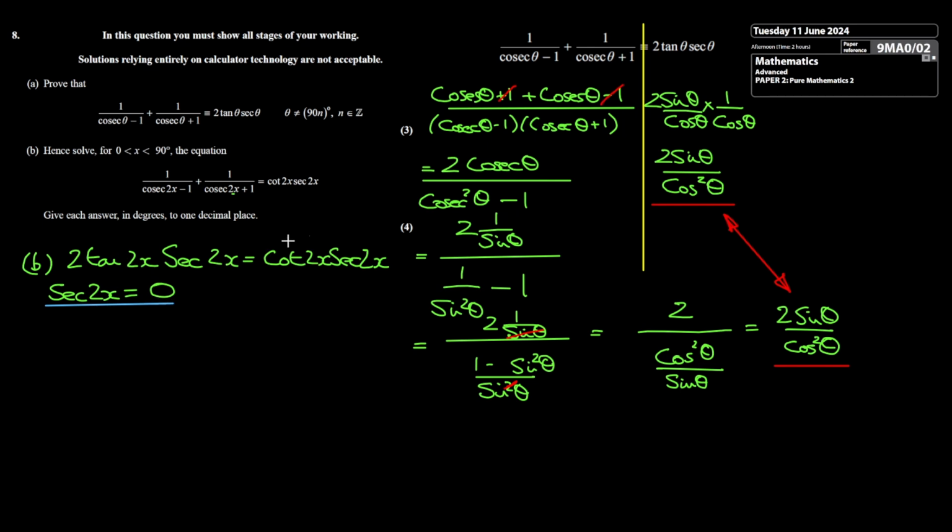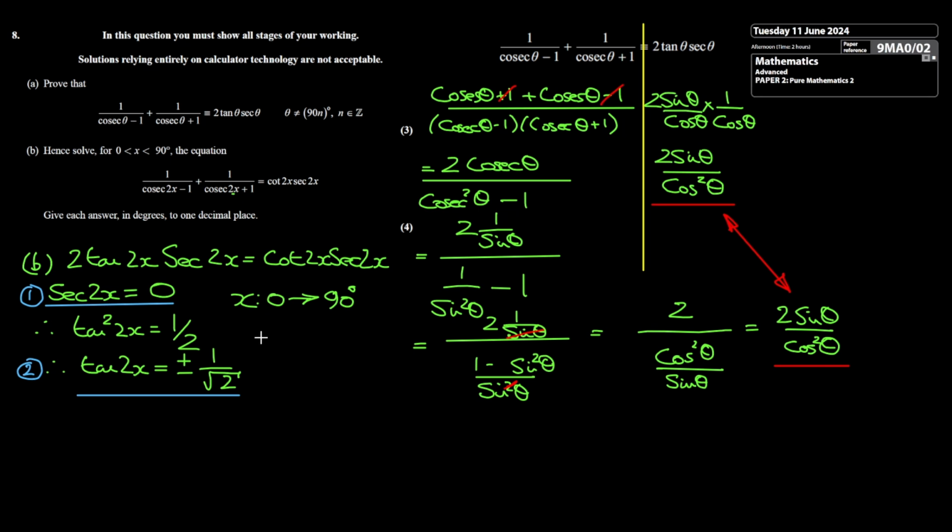Well, cot 2x is 1 over tan 2x. So I can say therefore that tan squared 2x equals a half, the 2 being here, and we divide through both sides by 2. So taking a square root, I can say that tan 2x is equal to plus or minus 1 over root 2. And remember, we need to do these solutions from x equal to 0 up to 90 degrees.